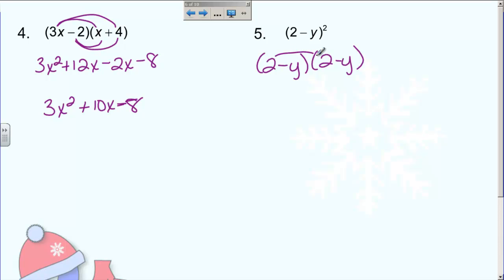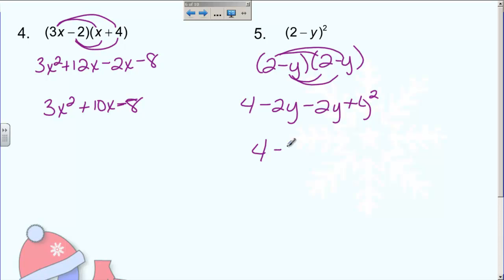So we're going to go ahead and multiply. 2 times 2 is 4. 2 times negative y is negative 2y. Negative y times 2 is negative 2y. And negative y times negative y is positive y squared. Like terms in the middle, so you end up with 4 minus 4y plus y squared.